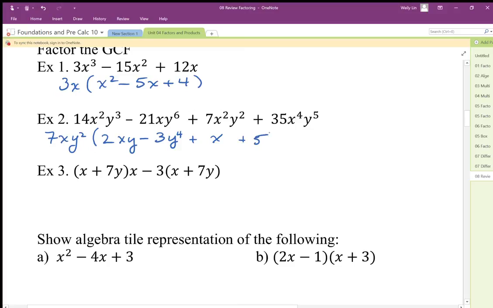Here we get 35 divided by 7. x to the 4 divided by x is x cubed. y to the 5 divided by y squared is y cubed. So there's my factored terms.